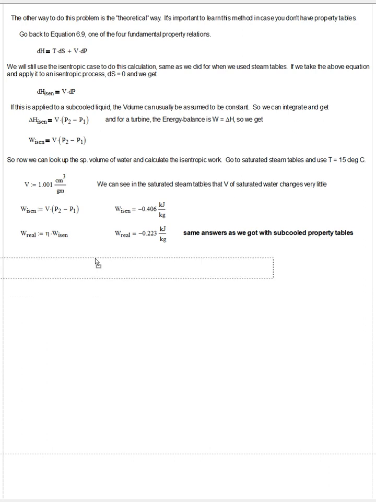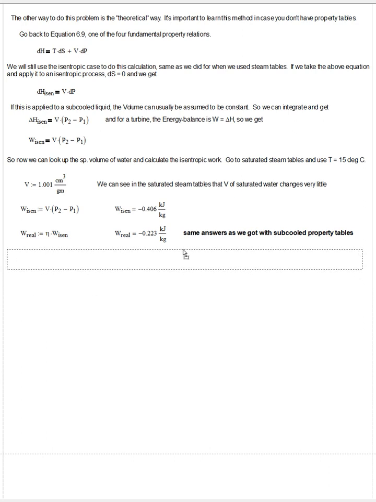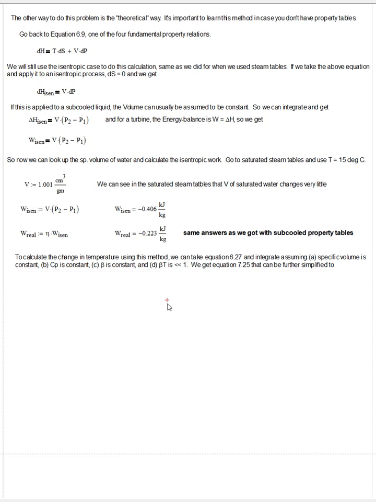And so remember, with the online property tables, we could just enter in the values and have the little database look it up and spit it back at us. But here what we're going to do is pretend like we don't have access to that. So what do we do? Well, to calculate the change in temperature, we can go to equation 627 and integrate that equation. I didn't write down equation 627, but you can follow along in your textbook.